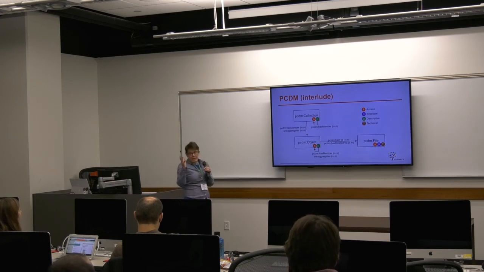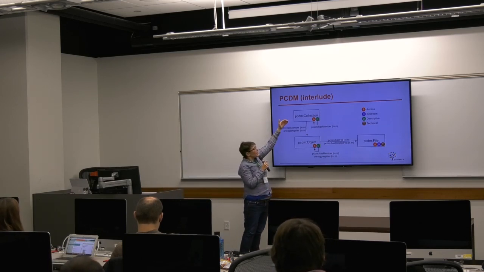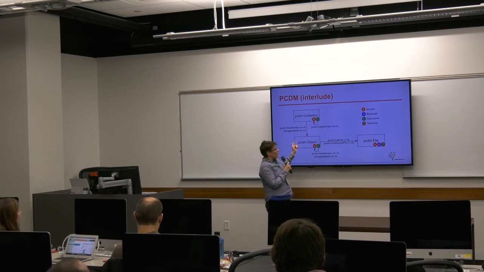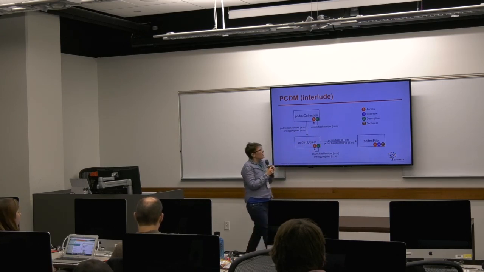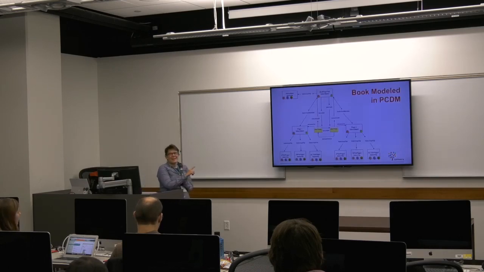PCDM is a really simple data model that basically says a collection can have many objects in it, a collection can be a member of a collection, an object can have many files in it, and it can have related files, and an object can have another object as a member of it. So it just provides us with quite a simple shared vocabulary for talking about our works. And then it can get really complicated when you start modeling.